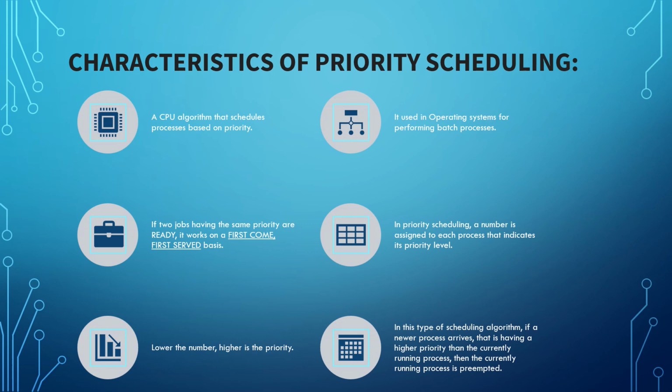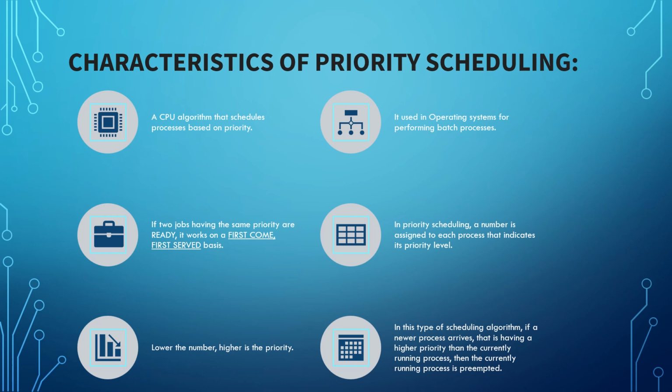Next, characteristics of priority scheduling. It is a CPU algorithm that schedules processes based on priority. It is used in operating systems for performing batch processes. If two jobs having the same priority are ready for execution, it works on a first come first serve basis. Lower the number, higher the priority. In priority scheduling, a number is assigned to each process that indicates its priority level.